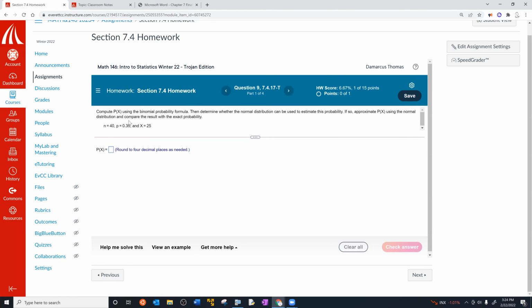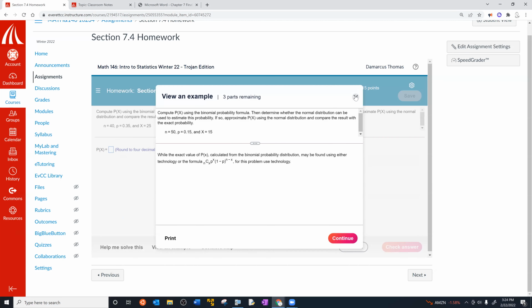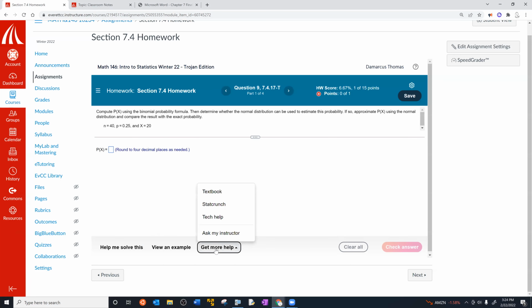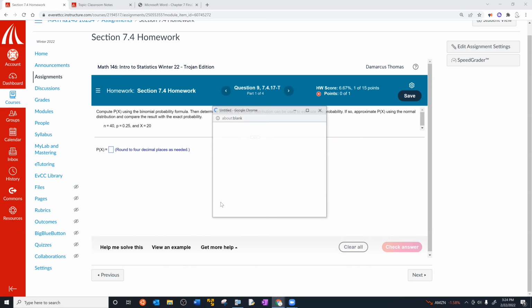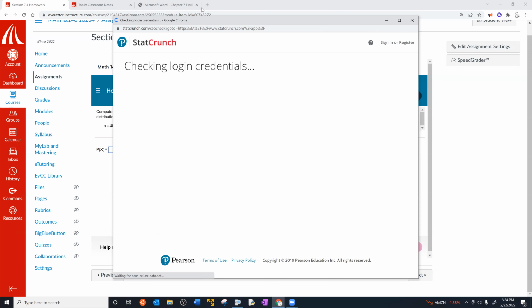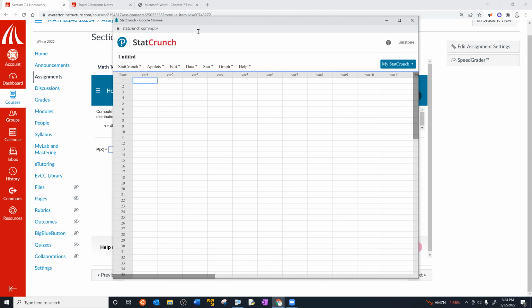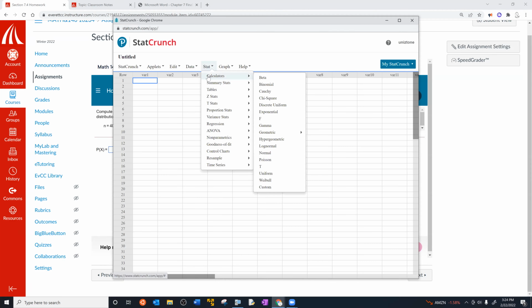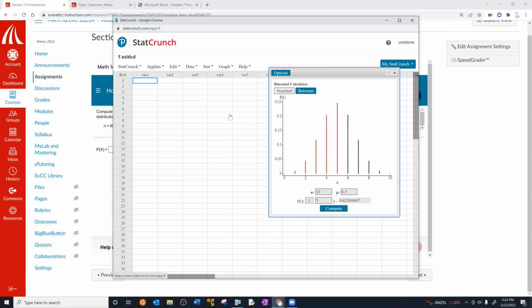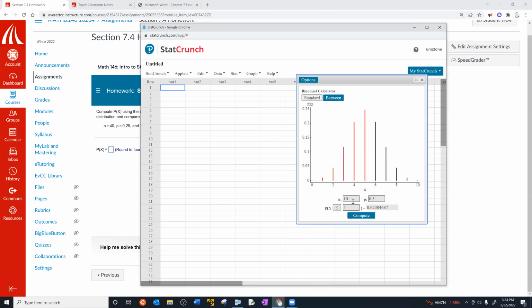Okay, and same type of problem. So this time we're going to go into not view an example. Let's see. Not help me solve this. Get more help. Okay, there's StatCrunch. So we can pull up StatCrunch, and we need the calculator, the binomial. So we're going to go to calculator, but the binomial calculator, and our N is 40.